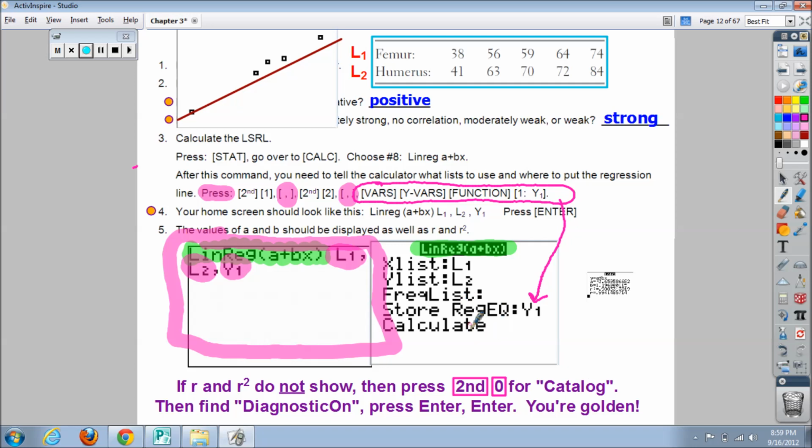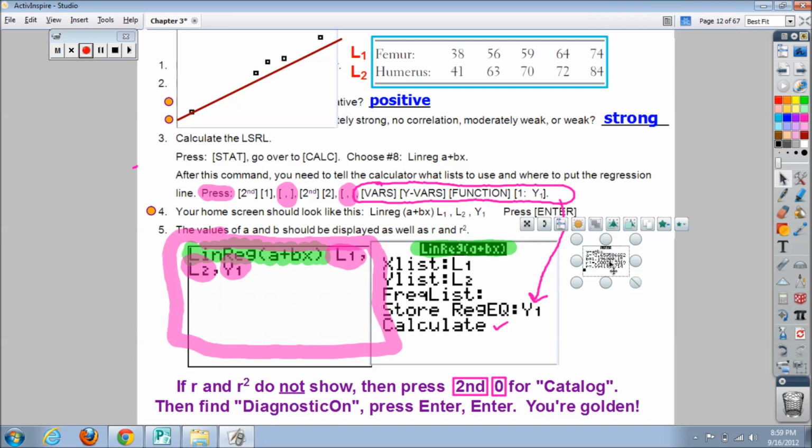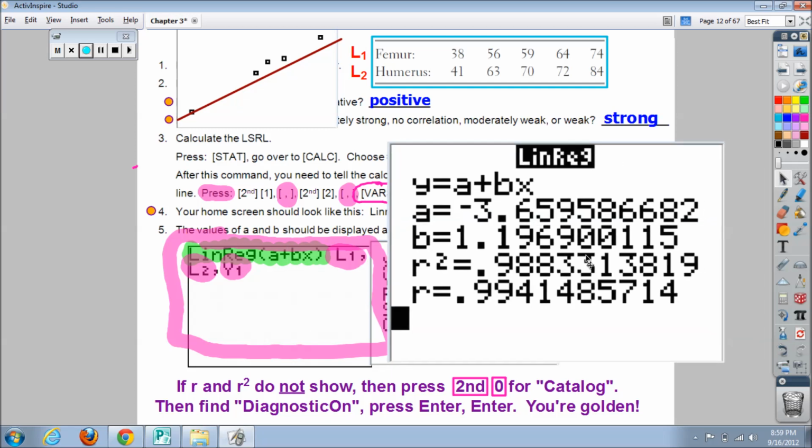And then you'll go down, highlight Calculate, and then it should give you this screen here, which let me bring up to the top layer. This is what you all should see. You should see y = a + bx. Here is your y-intercept. This is where the graph touches the y-axis at negative 3.69 or 65, etc. Here's your slope, the b, the 1.1969, etc.